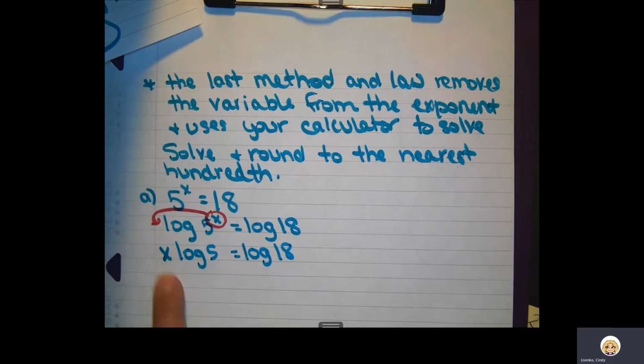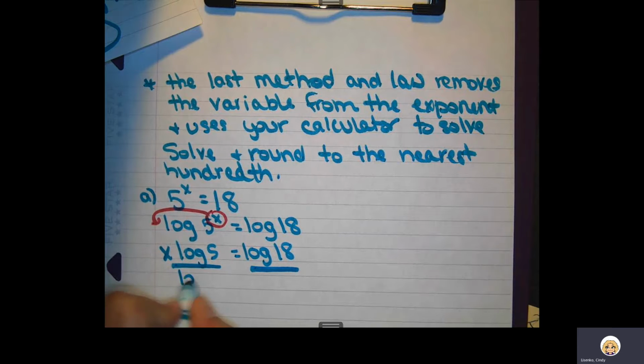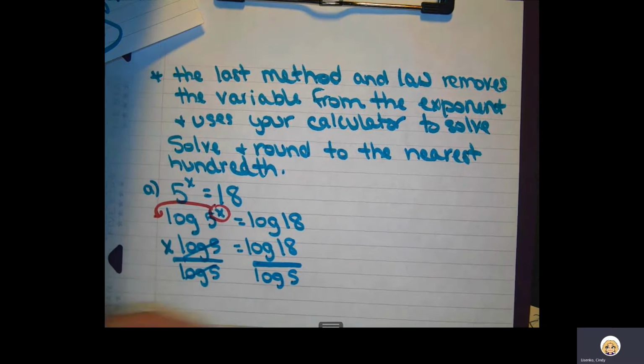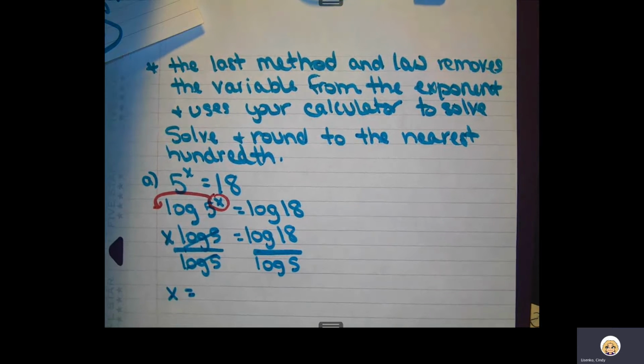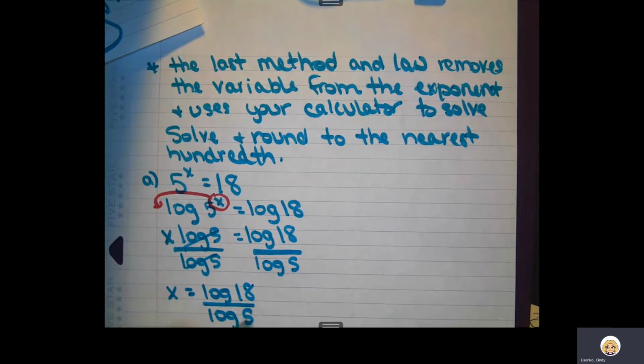We wanted to get the letter all by itself, so that's why we moved it to the front. The last step is to divide by what's attached to the x. Well, the log of 5 is attached to the x. So we're going to divide both sides by the log of 5. These log 5s cancel out. So I'm going to bring down what's left just so I have it as one answer. So we have x equals the log of 18 over the log of 5.